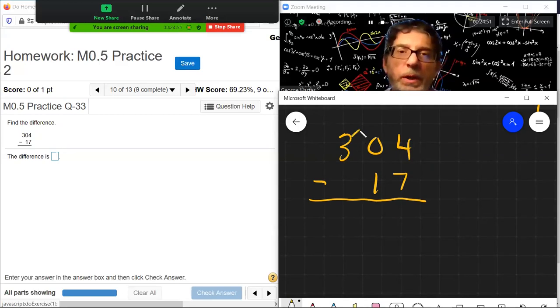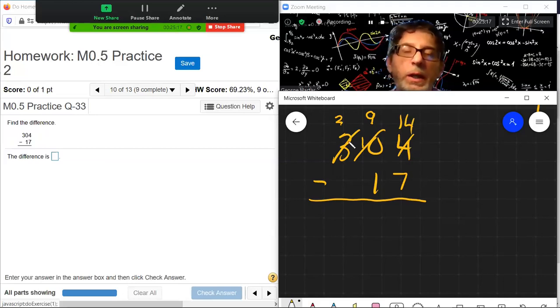So we borrow from the 3, it becomes a 2, and what happens is the 1 comes here and temporarily makes this a 10. Because this is a 10, now we can borrow from the 10, and the 10 becomes a 9, and the 1 that we borrowed from the 10 comes over here and makes this a 14. So you borrow by going to the left 1 digit at a time, and then you come back 1 digit at a time. So don't jump from here to here. You got to go from here to here to here.